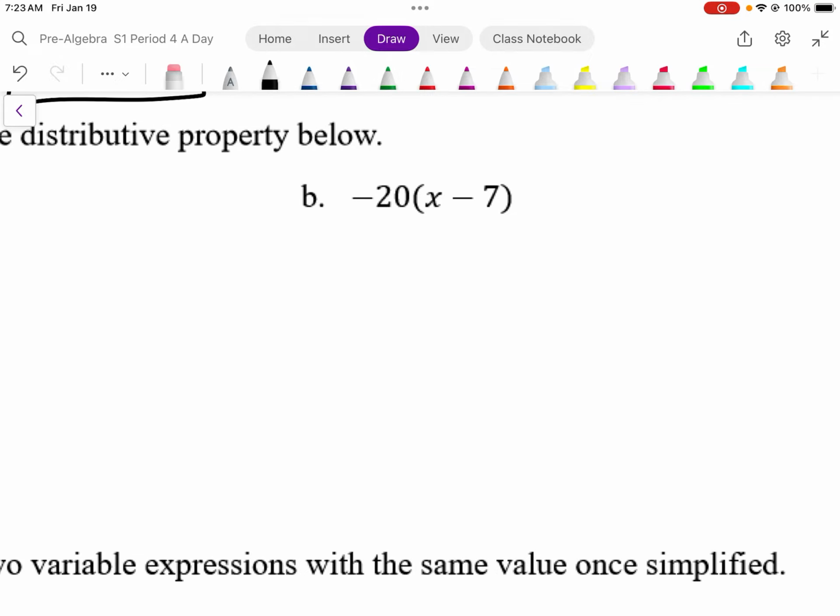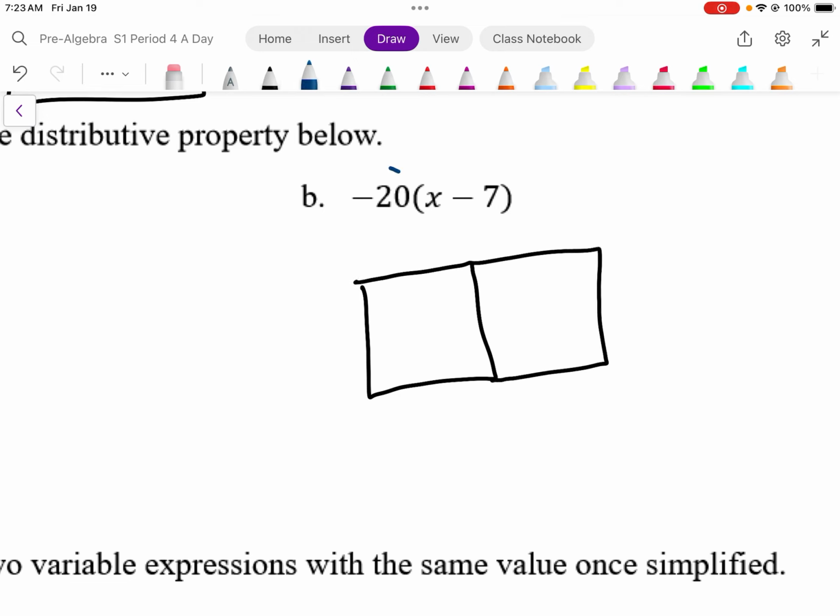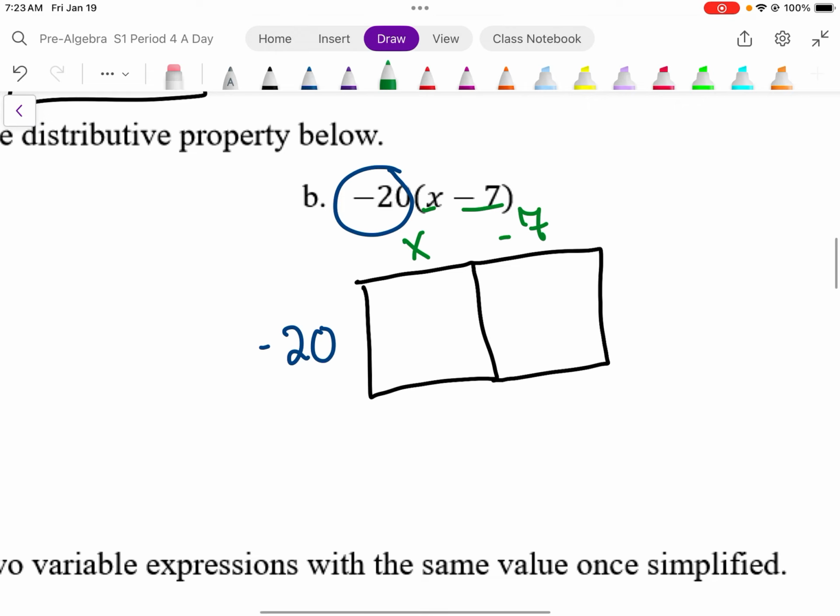So our next one, we have negative 20 times x minus 7. So let's add our boxes. The negative 20 goes off on the side. And then our two terms would go on the top. So we would have x and a minus 7. It's important that you do not forget this negative, otherwise that's going to change your answer.